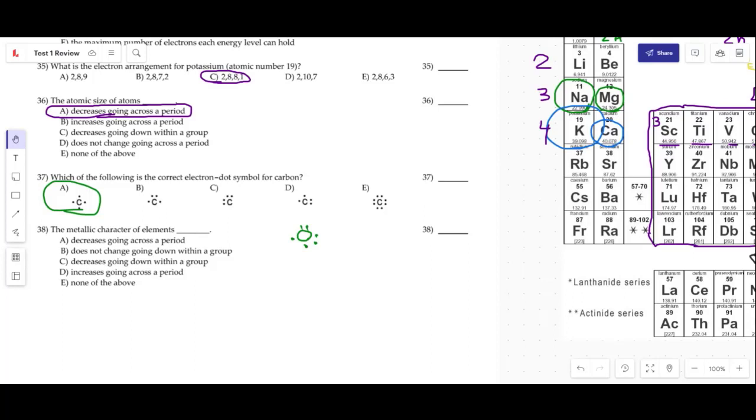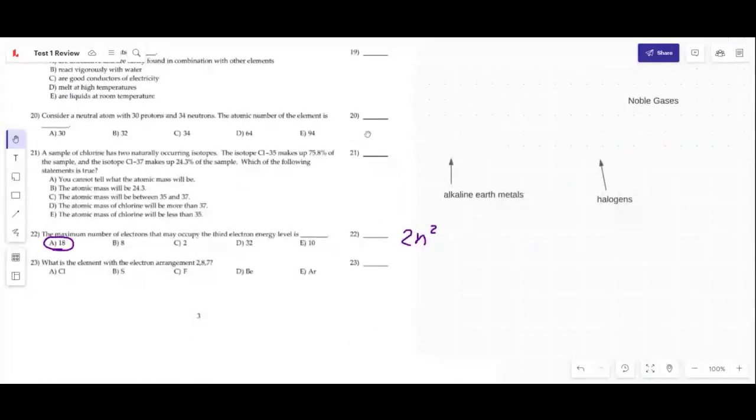Oh, this is just so hard. Okay. So, one last one as a favor to you, Heather, just because we love you. Let's go to 21. Now it says, the sample of chlorine has two naturally occurring isotopes. The isotope chlorine-35 makes up 75.8%, and chlorine-37 makes up 24.3%. Which of the following statements is true?